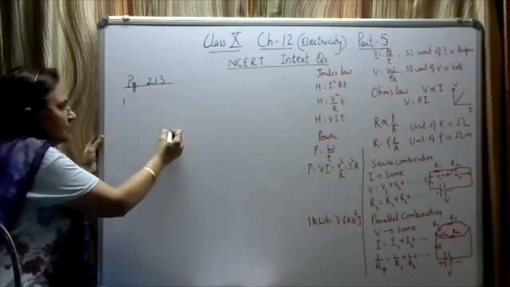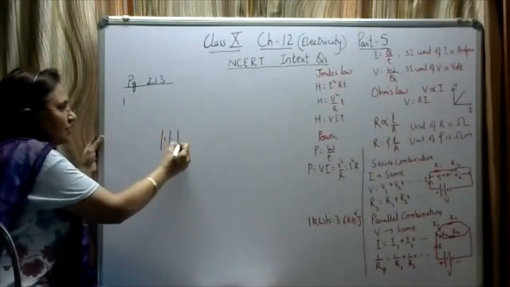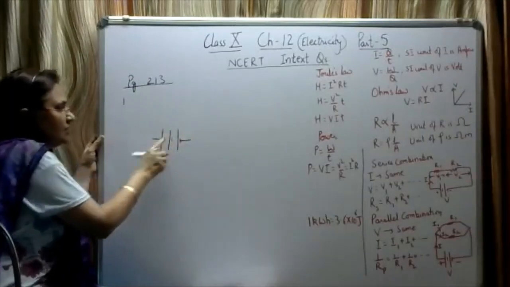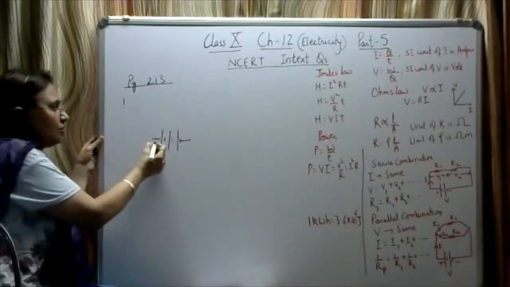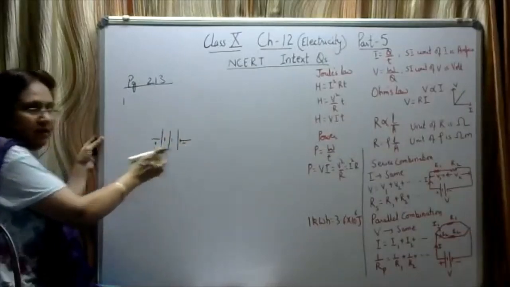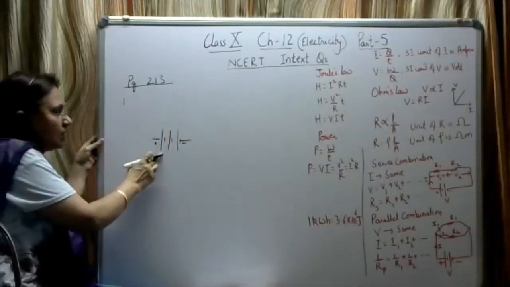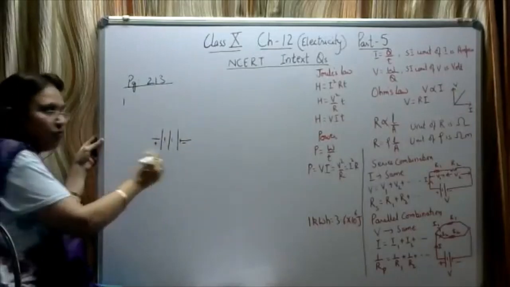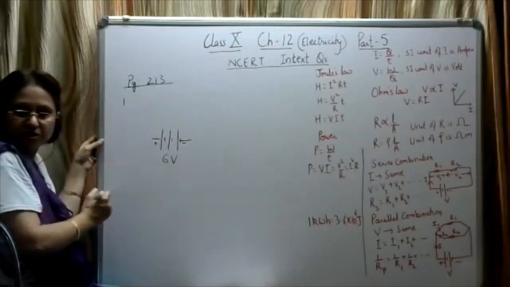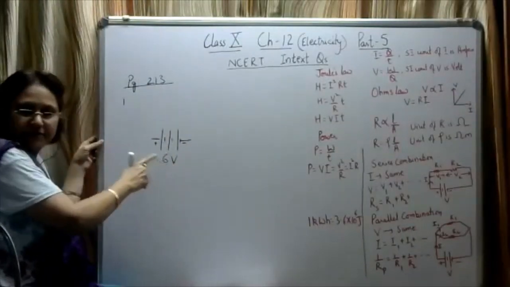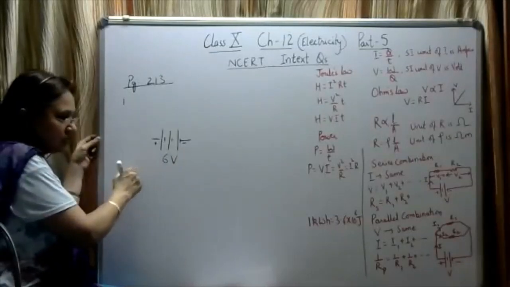Okay, 3 cells each of 2 volts connected in series. So each one has got 2 volt. So the total source voltage will be equal to 2 volt plus 2 volt plus 2 volt. That is, it is equal to 6 volts. Okay, so the total battery voltage will be equal to 6 volts.